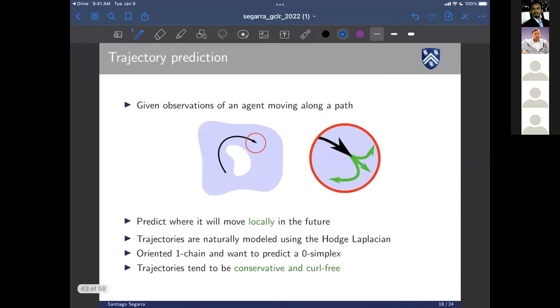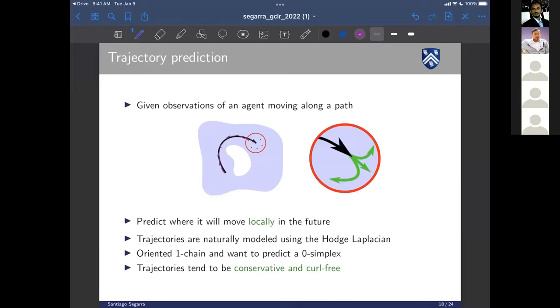So trajectories are naturally modeled using Hodge theory. So you can think of triangulating that space or discretizing that space. And what we have is this trajectory, which is some sort of signal on the edges, which are the edges that we traversed so far. And then the output is which is the next node that we'll be stepping on. Maybe just one hop, or where will we be in two steps, etc. Some information at the nodes.